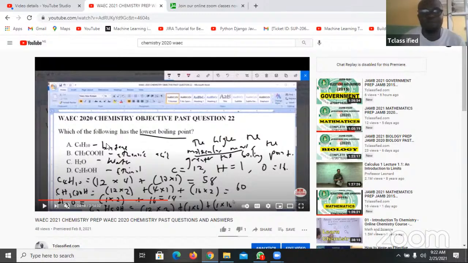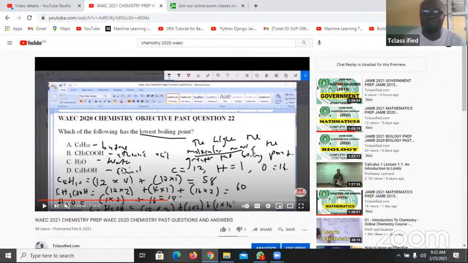This is an alkane. Butane is an alkane. This ethanoic acid is an alkanoic acid. The ethanol is an alkanol, whereas this is water. So they are entirely different. So you need to know their specific boiling point.